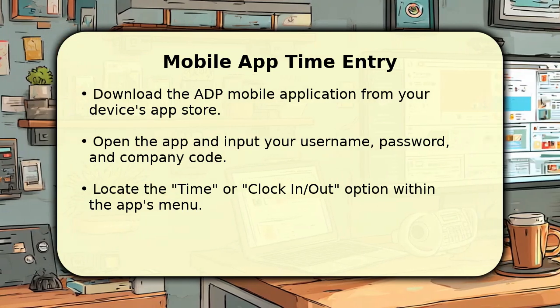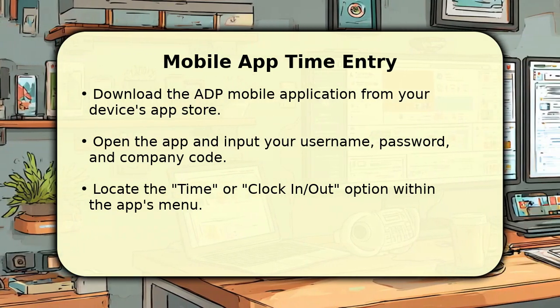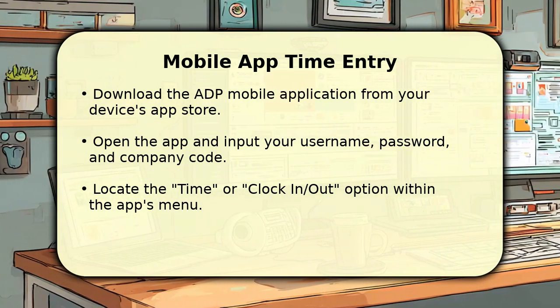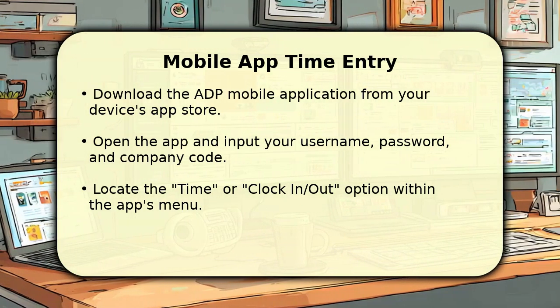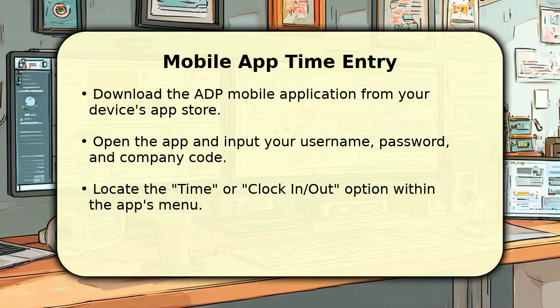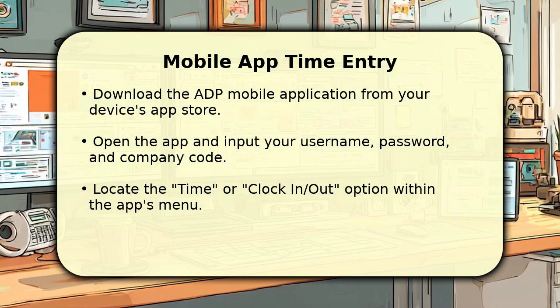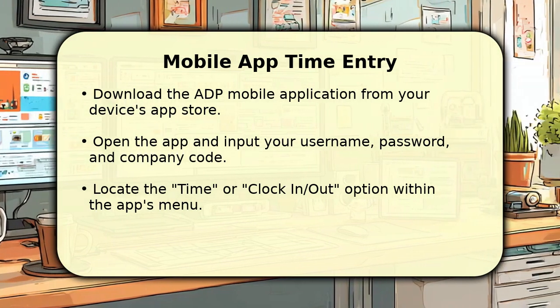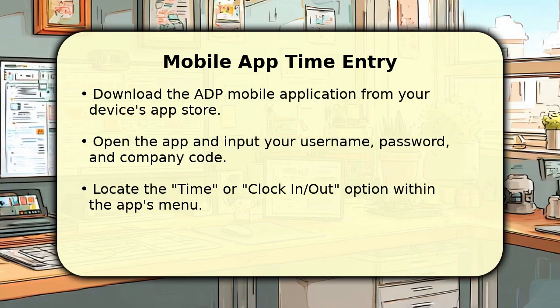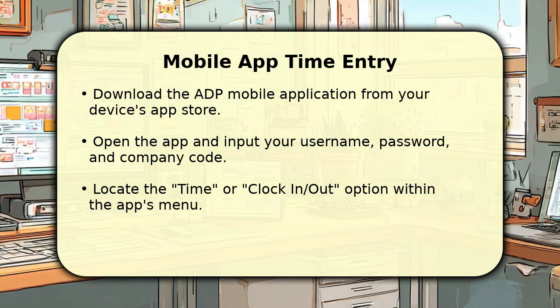For convenience on the go, the ADP mobile app offers a streamlined clock-in process. After logging in, you will typically find the clock-in function prominently displayed on the app's home screen or under a dedicated time tab. A quick tap on the clock-in button will record your working hours. The app will provide instant confirmation, making it easy to manage your time from virtually anywhere.